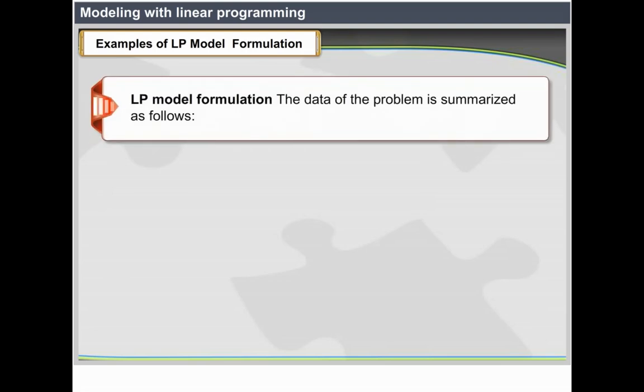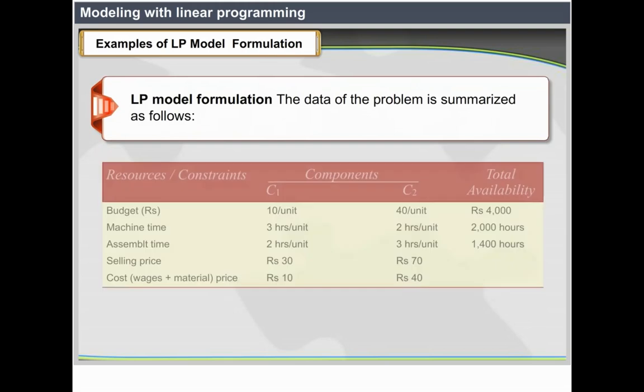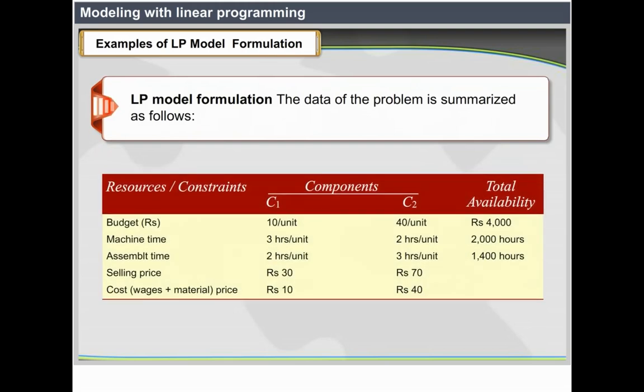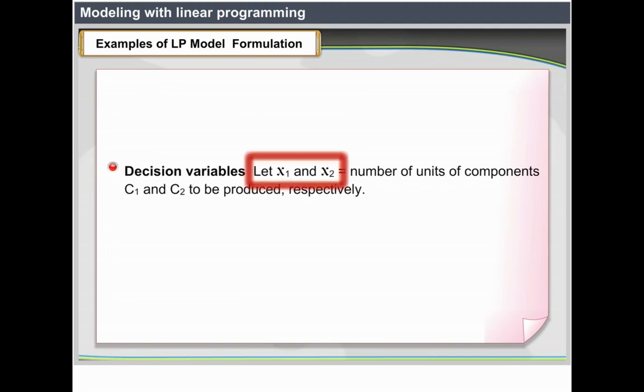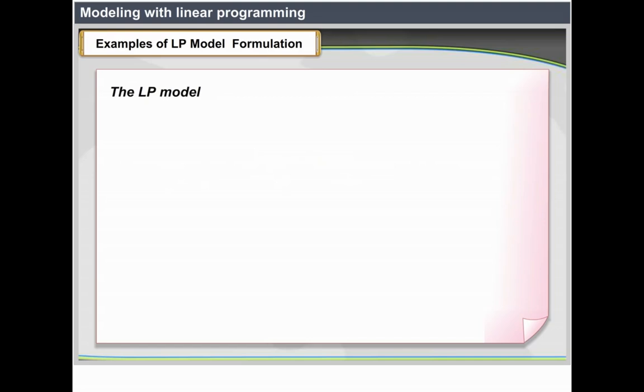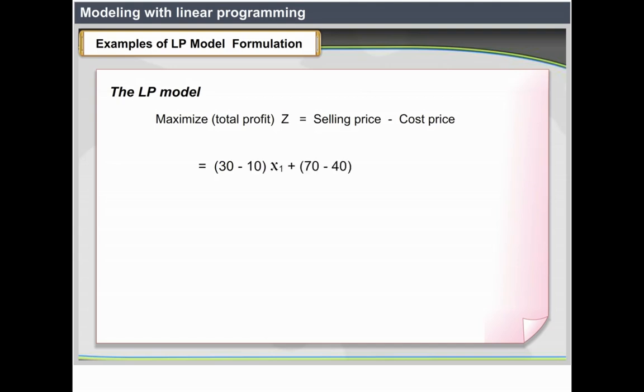Linear programming model formulation. The data of the problem is summarized as follows. Decision variables. Let x1 and x2 equal the number of units of components C1 and C2 to be produced respectively. The linear programming model: maximize total profit Z equal to selling price minus cost price, equal to (30 minus 10) into x1 plus (70 minus 40) into x2, equal to 20x1 plus 30x2.